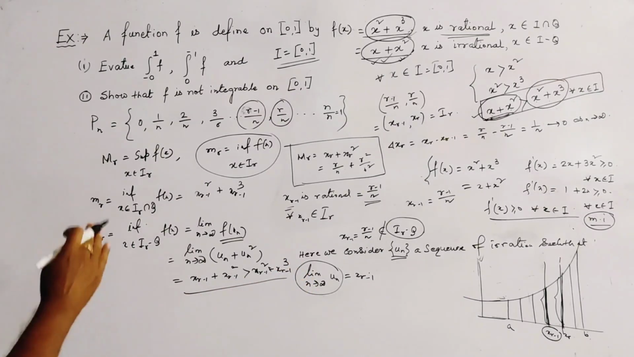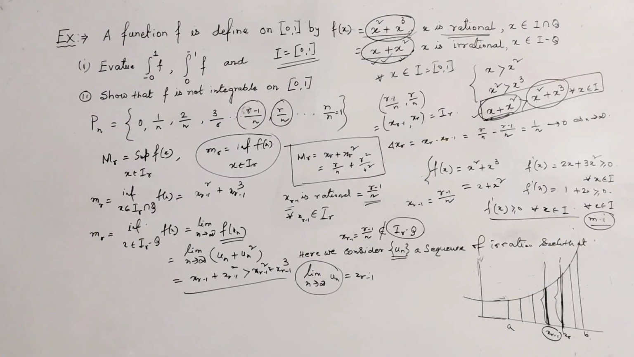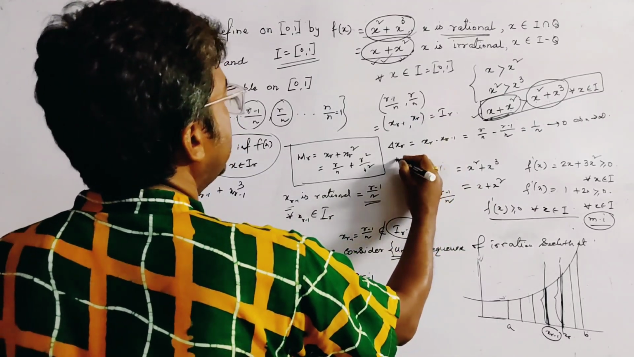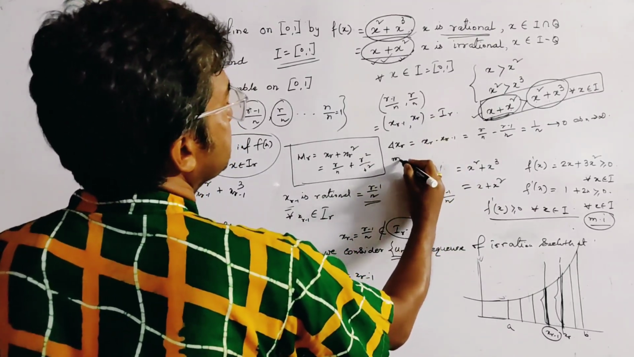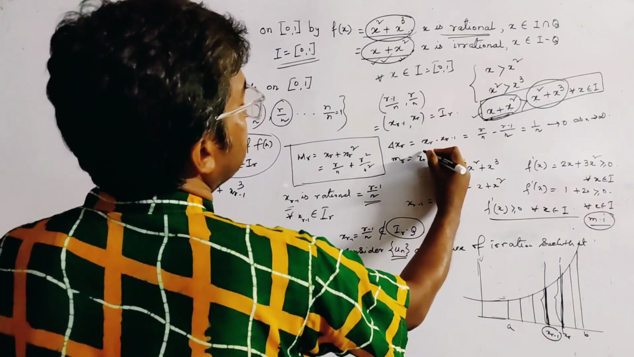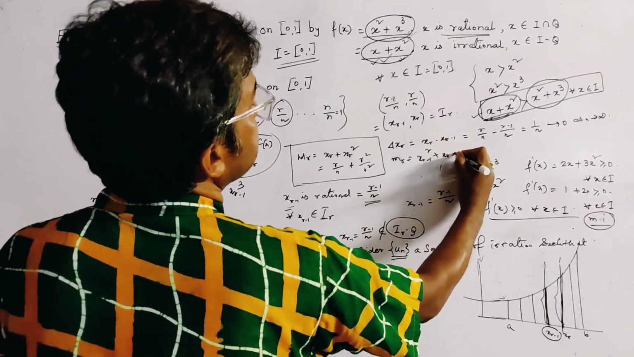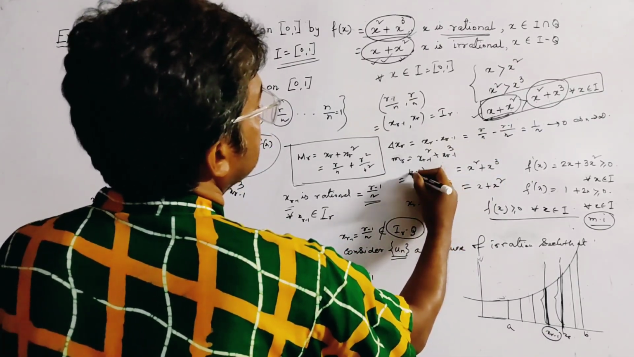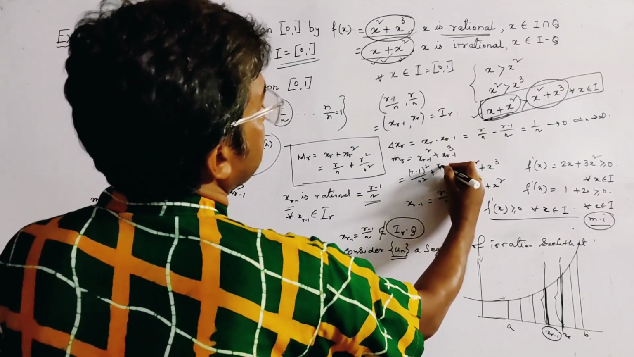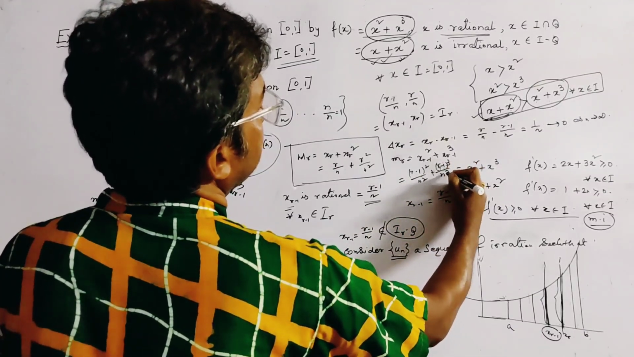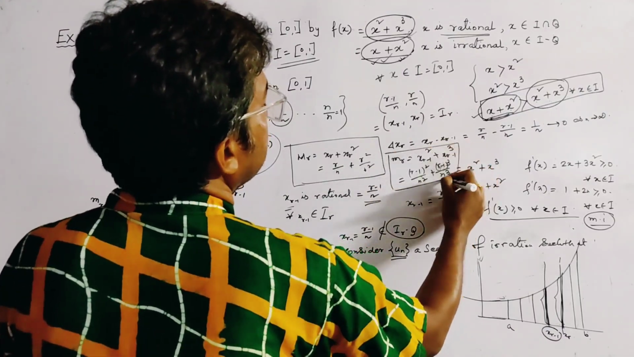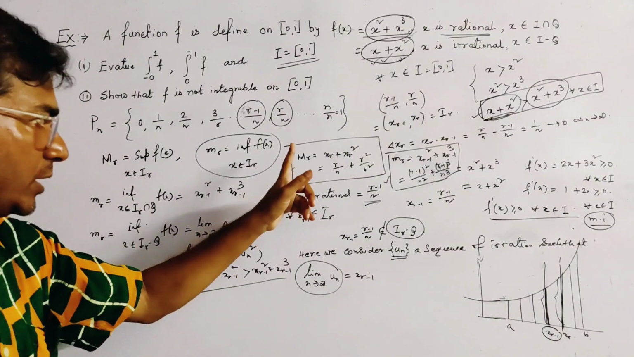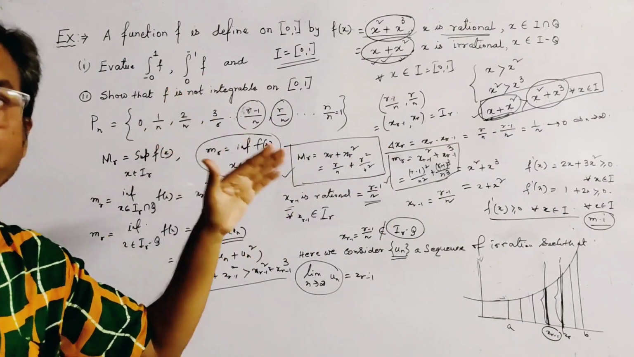Okay, and from these two cases we can write small mr equal to xr minus 1 square plus xr minus 1 cube, and this is given by r minus 1 square by n square plus r minus 1 cube by n cube. This is the infimum and this is the supremum. Okay, these two are the main factors of this integration.